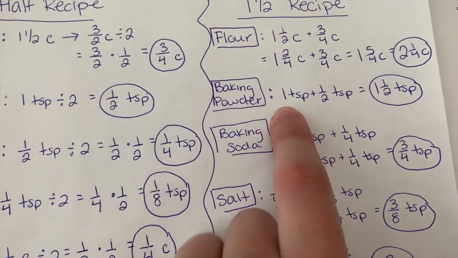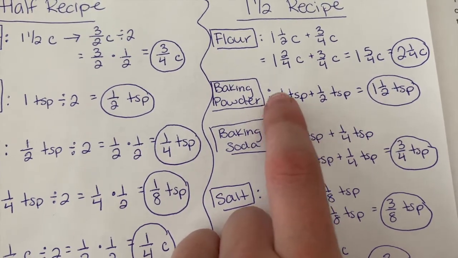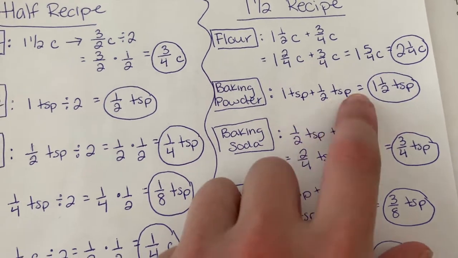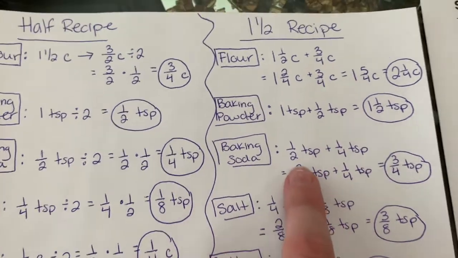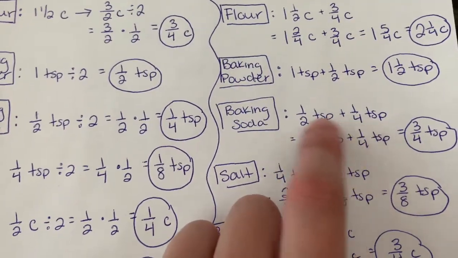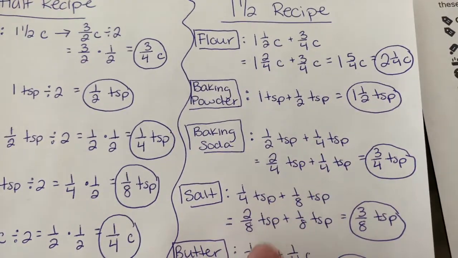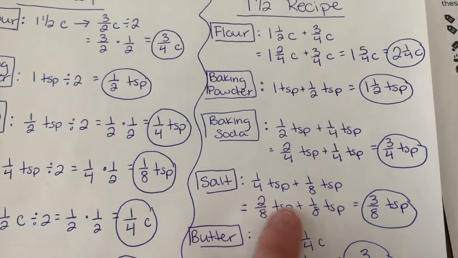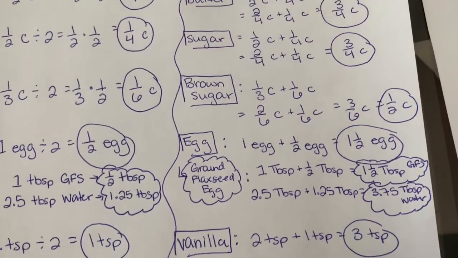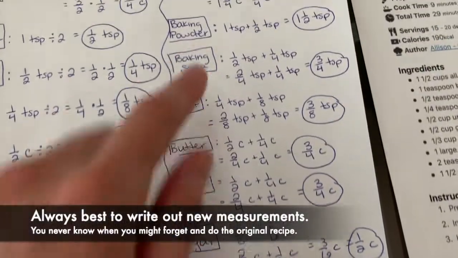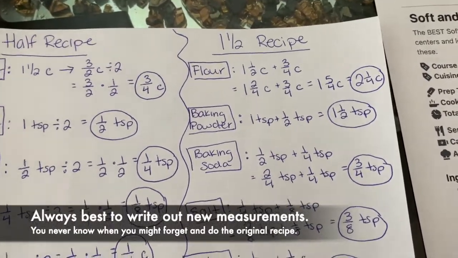Same thing here. I have 1 teaspoon plus 1/2. This one, because I have a whole and a fraction, when I combine it I don't have to do any more simplification. It's just 1 1/2. Here, again, I need a common denominator. My common denominator is 4. So 2/4 plus 1/4 is 3/4. Do the same thing with 4ths and 8ths. I just continue doing that all the way down. So now that we have the new recipe for our 1.5 recipe, let's get cooking.